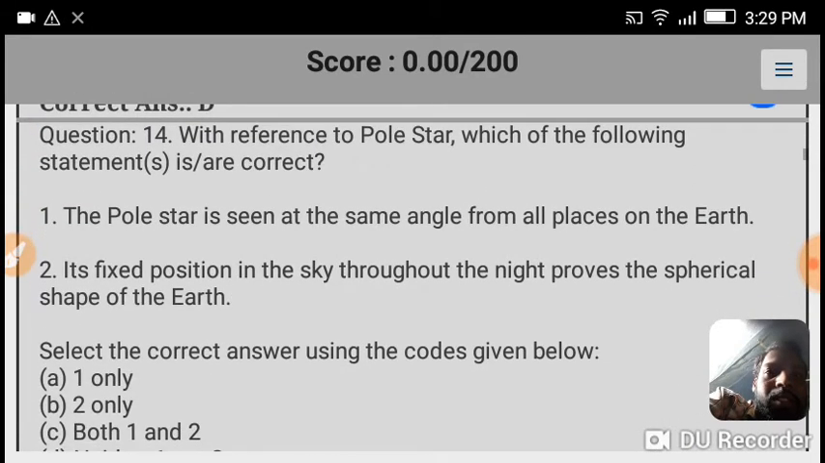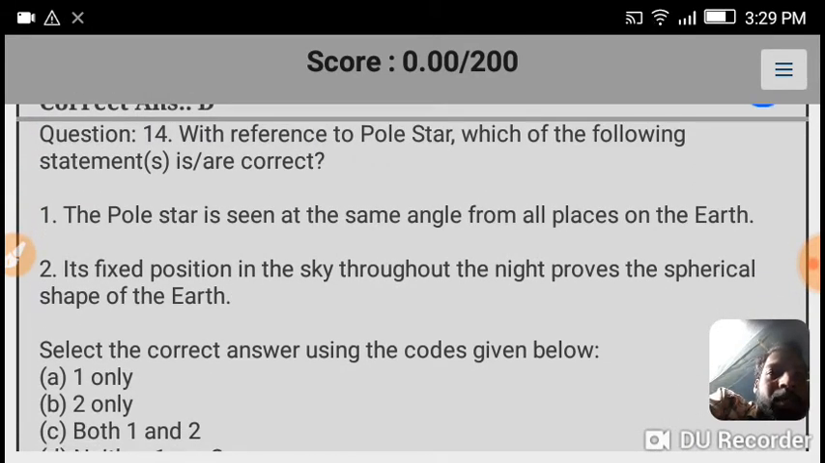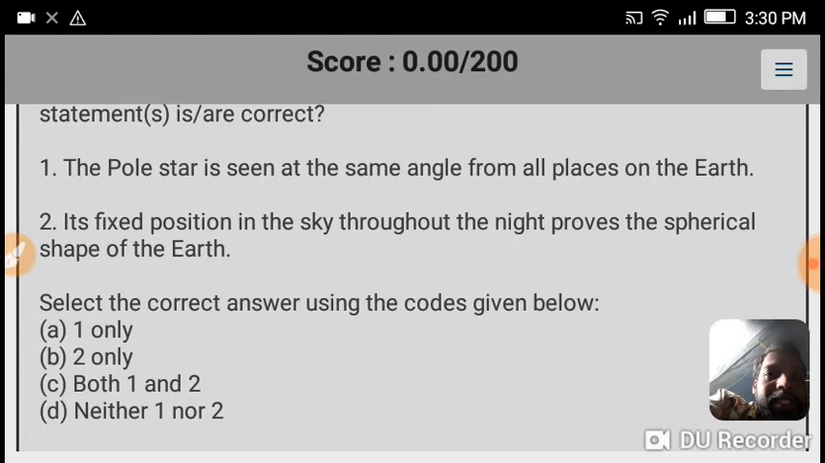Next question: with reference to the pole star, which of the following are correct? The pole star is seen at the same angle from all places on the Earth. It is not correct. It is not the same angle. It is fixed. Its fixed position in the sky throughout the night proves the spherical shape of the Earth. It is not correct.